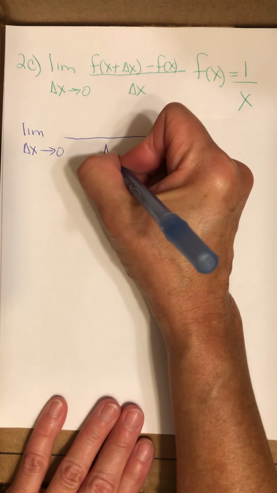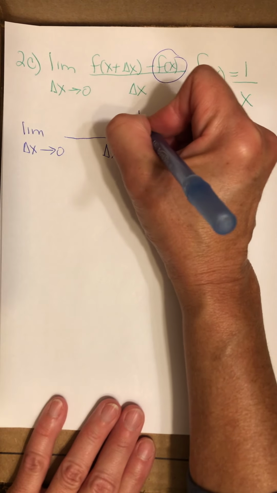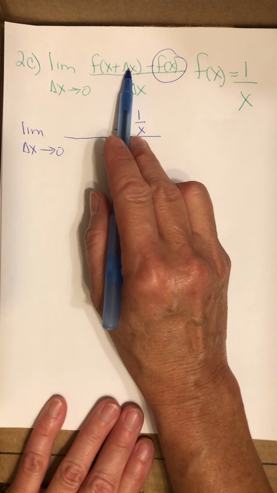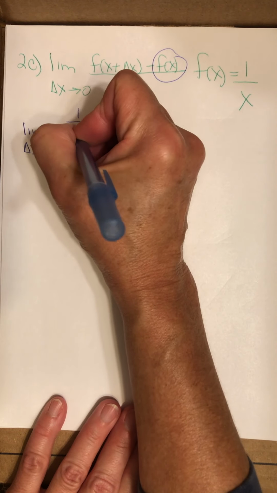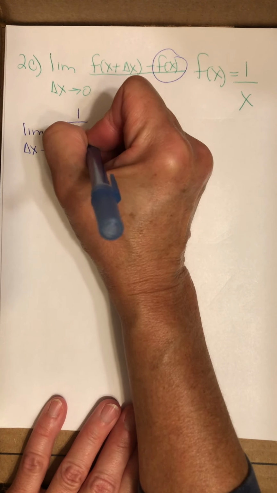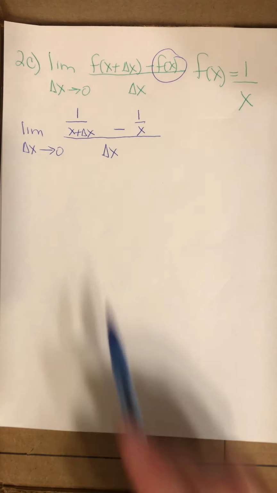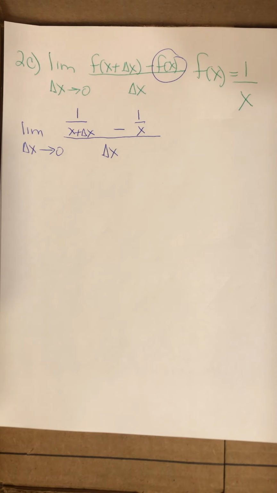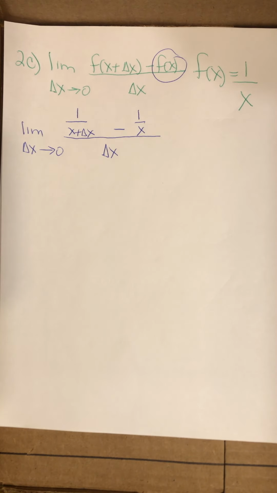delta x is in the denominator, and in the numerator, my function is 1 over x, and on the left side of the numerator, wherever I see an x in the function, I am going to replace it with x plus delta x. There we go. And so obviously we can't use direct substitution to solve this limit because we cannot put a 0 in for delta x. So we are going to have to do some algebra with the numerator. We'll take a look here.